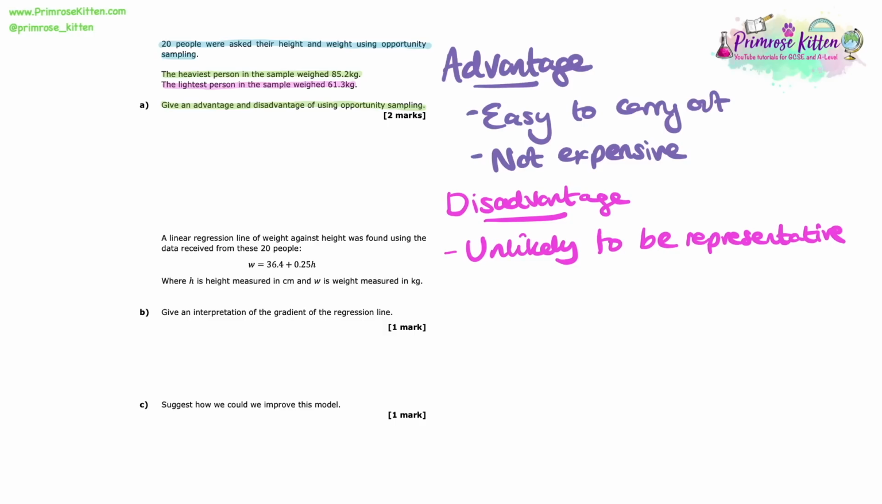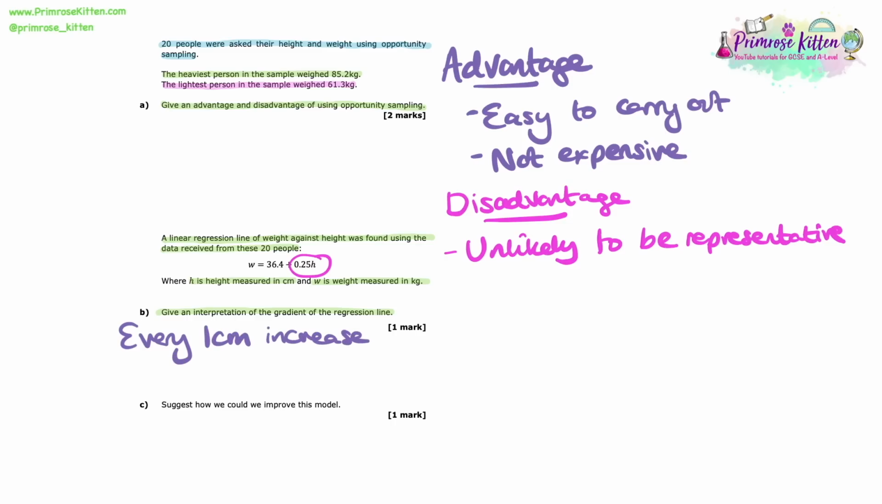Okay, so next up, a linear regression line of weight against height was found using the data received from these 20 people. So we get W equals 36.4 plus 0.25h, where h is the height measured in centimetres and W is the weight measured in kilograms. Here we're asked to give an interpretation of the gradient of the regression line. And the gradient here is that 0.25.